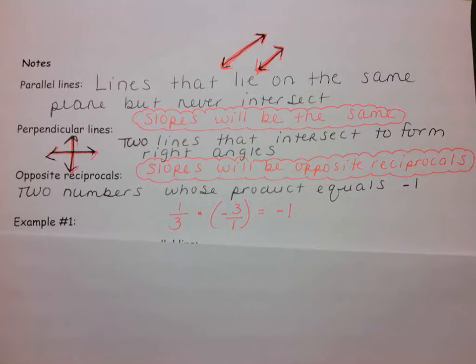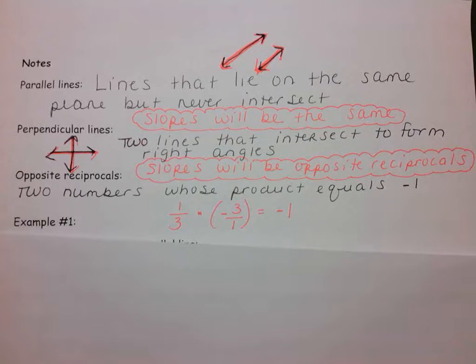Perpendicular lines are two lines that intersect to form right angles. The slopes of perpendicular lines are going to be opposite reciprocals. Now, perpendicular lines may or may not have the same y-intercept, but their slopes are always going to be opposite reciprocals. What exactly is an opposite reciprocal?